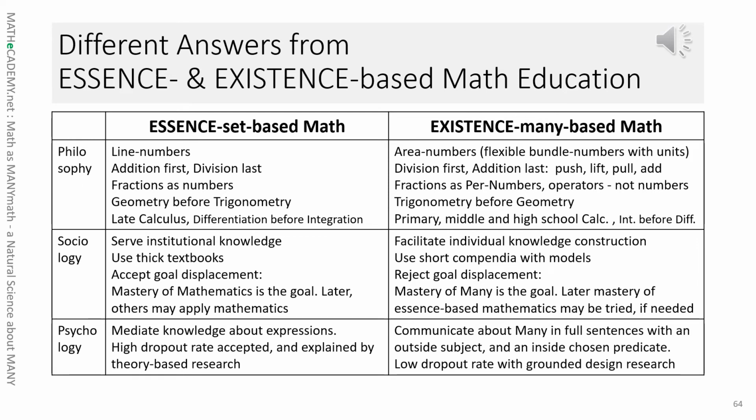And, in sociology, the answers are 1. Serve institutional knowledge. No. Facilitate individual knowledge construction. 2. Use thick textbooks. No. Use short compendia with models. 3. Accept goal displacement. Mastery of mathematics is the goal. Later, others may apply mathematics. No. Reject goal displacement. Mastery of many is the goal. Later, mastery of essence-based mathematics may be tried, if needed.